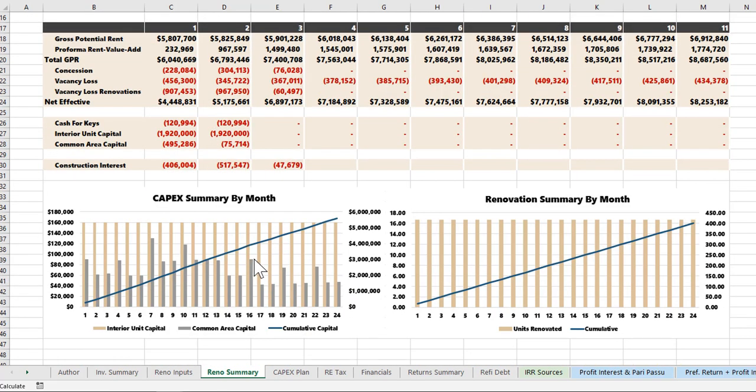We haven't talked about common area capital yet, but it's summarizing how much you're spending in interior capital, how much you're spending in common area capital, and then individual unit information as well as off to the right. So how many units you're renovating each month, and then that cumulative is the blue bar. Cumulative capital is also being tracked on the left as well.